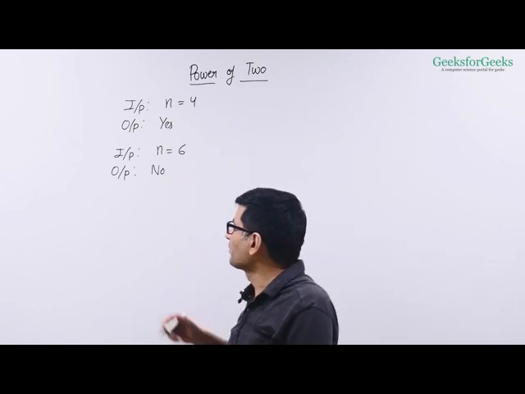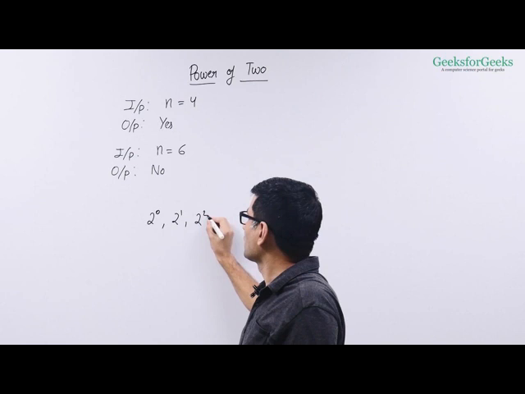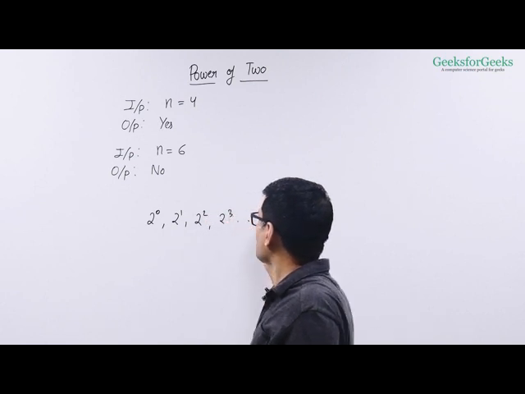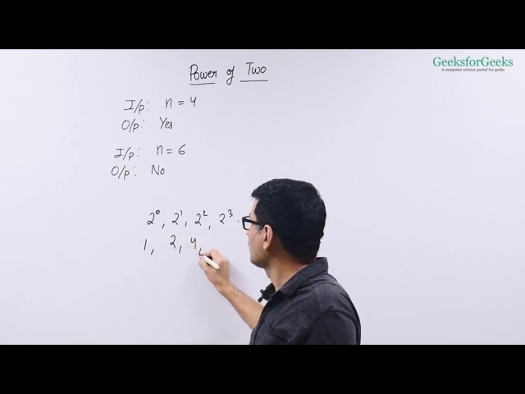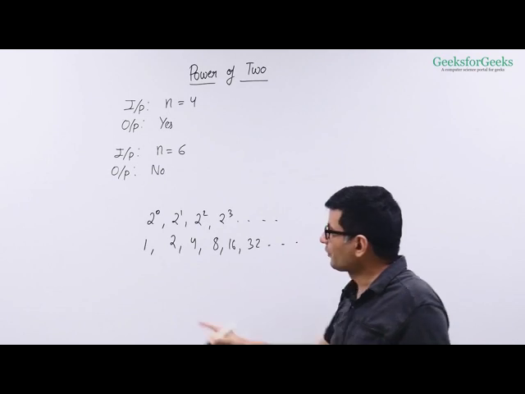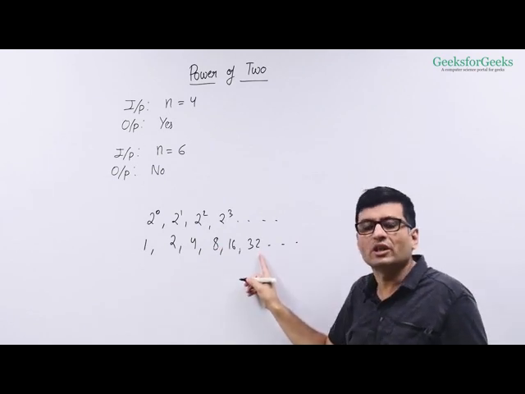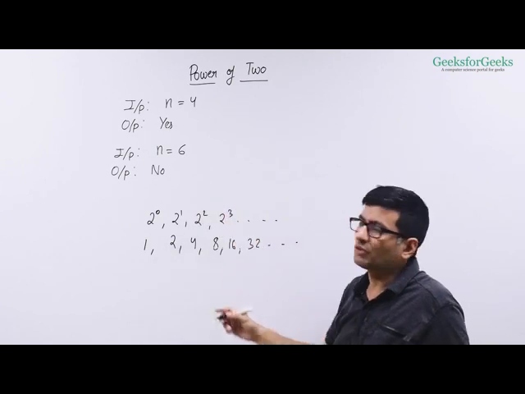The example powers of 2 are 2 raised to the power 0, 2 raised to the power 1, 2 raised to the power 2, 2 raised to the power 3 and so on, which have values as 1, 2, 4, 8, 16, 32 and so on. So if you are given these values, then you need to return output as true. Otherwise, you need to return the output as false.